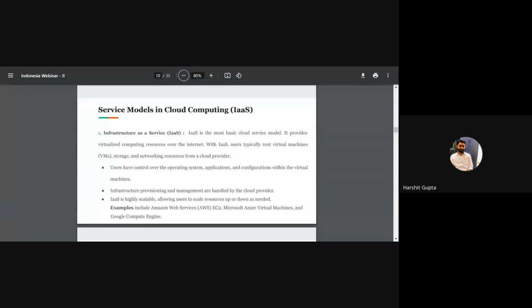So what is infrastructure as a service? It is the same as what I have told you now, that we do not make any kind of infrastructure. Instead, we just hire these services on rent. It is the most basic cloud service model, which provides virtual computing resources over the internet. So this is infrastructure as a service. Here the user has control over the operating system, applications and configuration within the virtual machines.